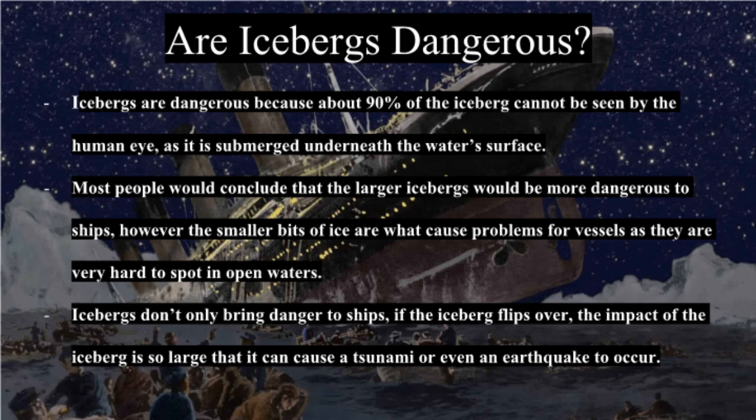However, many people would think that the larger icebergs would be the more dangerous ones, but usually the smaller icebergs are the ones that cause problems since the smaller bits of ice are much harder to see when navigating a ship, making it much easier for a vessel to accidentally hit. Icebergs do not only bring danger to ships. If an iceberg falls over, the great impact of the iceberg hitting the water is so strong that it can start a tsunami or even an earthquake to occur.